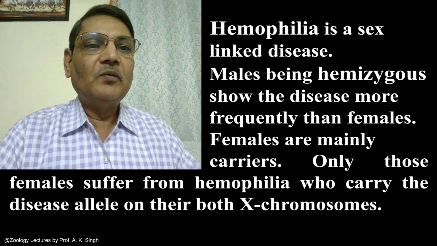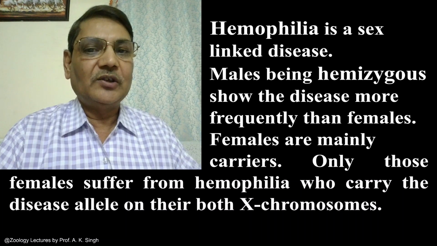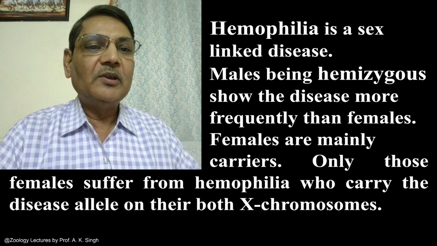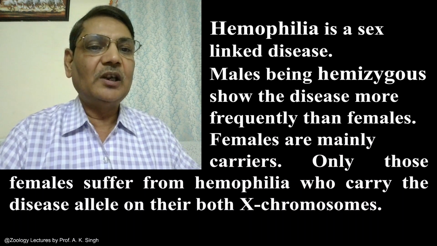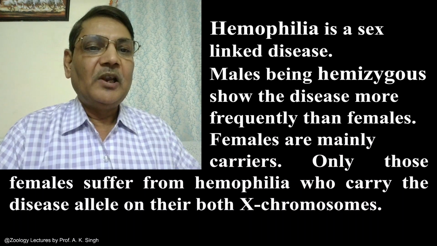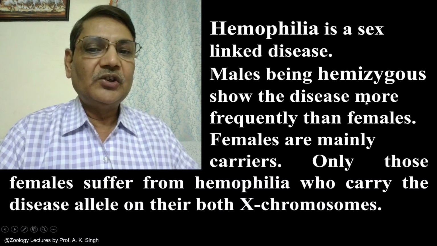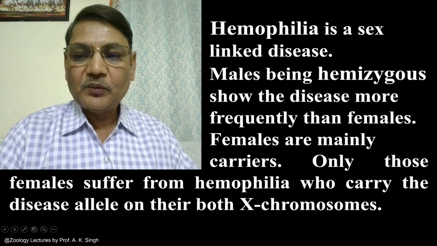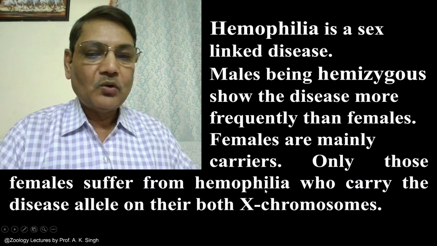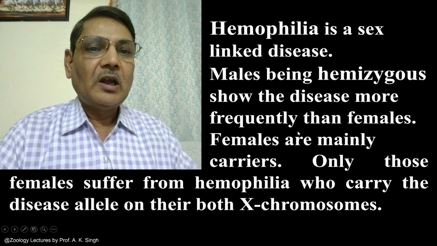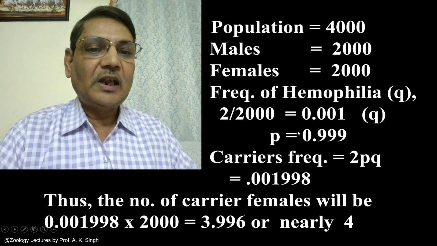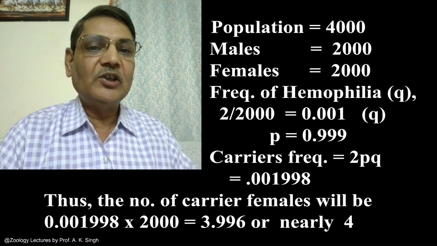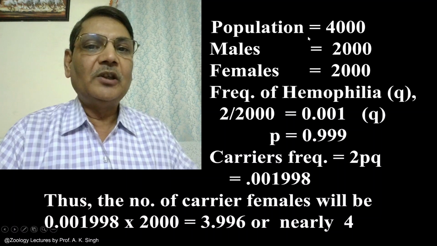We should know that hemophilia is a sex-linked disease. Males being hemizygous means they have a single X chromosome. Males being hemizygous show the disease more frequently than females. And females are mainly carriers. So only those females suffer from hemophilia who carry the disease allele on both their X chromosomes. Now we can calculate the hemophilia carriers in this population by solving this question.